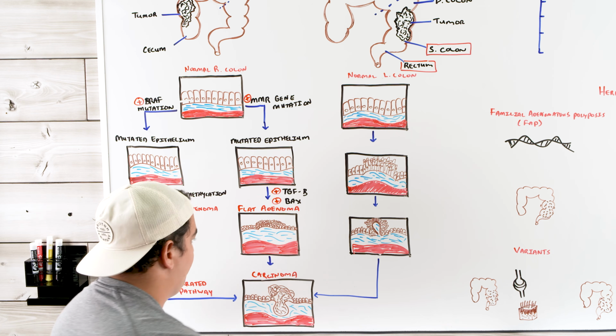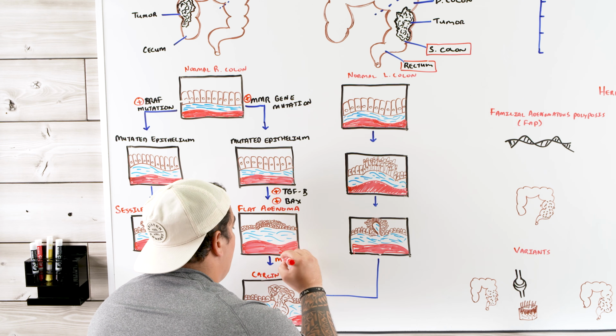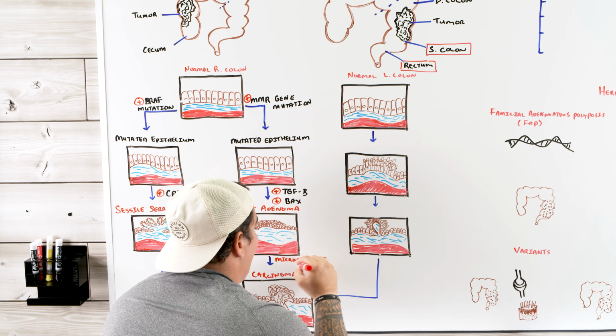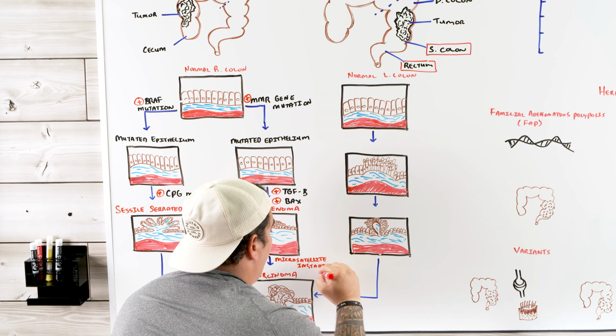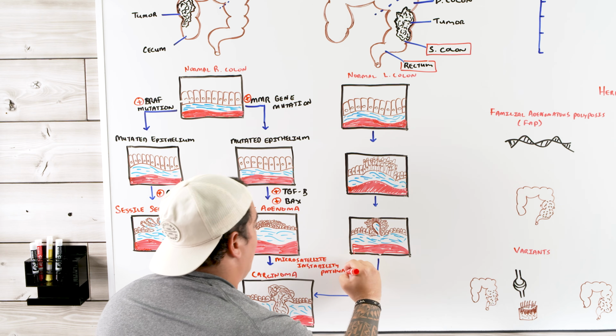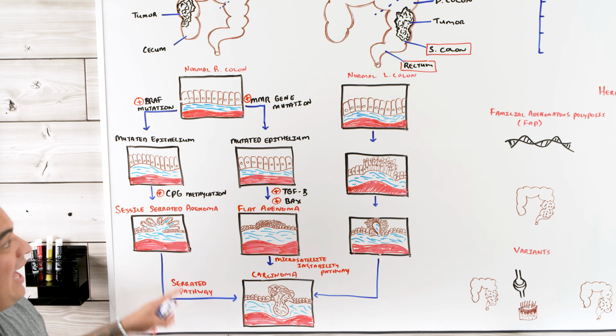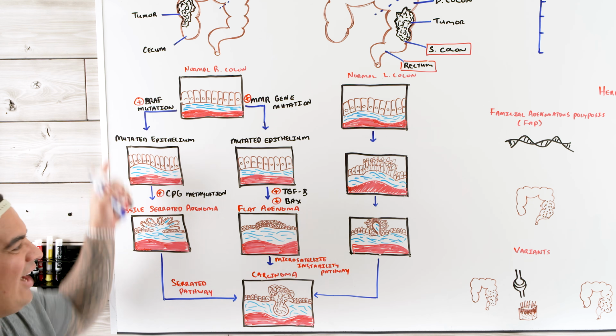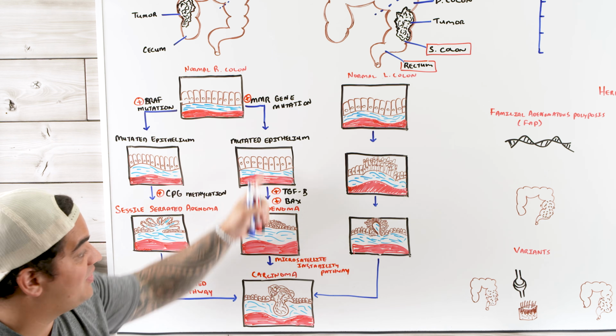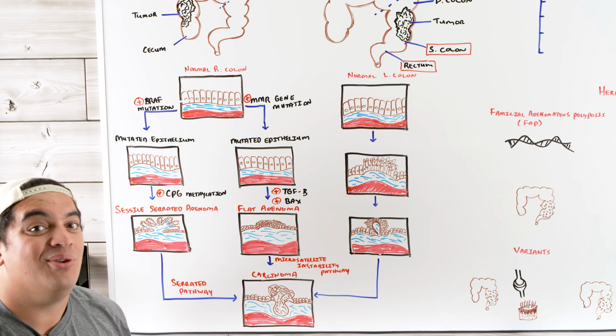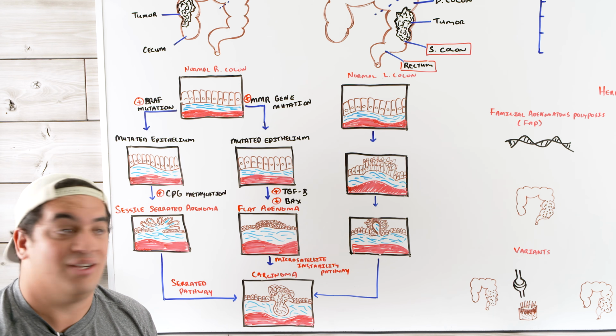This pathway is called the microsatellite instability pathway. We see this in a condition called Lynch syndrome, and that's what I want you to remember. So serrated pathway, we don't have a specific inherited condition per se. The microsatellite instability pathway, we do see a hereditary condition that we'll talk about, and it's called Lynch syndrome.